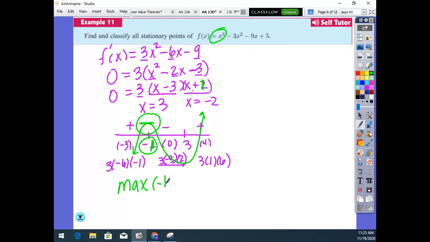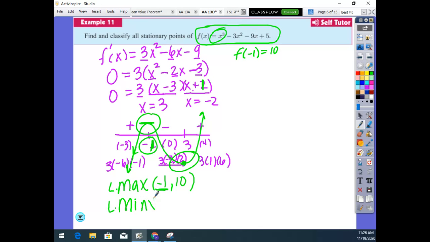So -1, when we plug that in, the y value is 10. How do I find a y value? Where do I plug -1 in to find the y value? Back here. I have to plug -1 in for each of my x's, and I get a positive 10. Then what is this point? See how this is the bottom? That means, and I really should put locals here because this is going to be way lower and this is going to go way higher. That's why these are local max and mins.